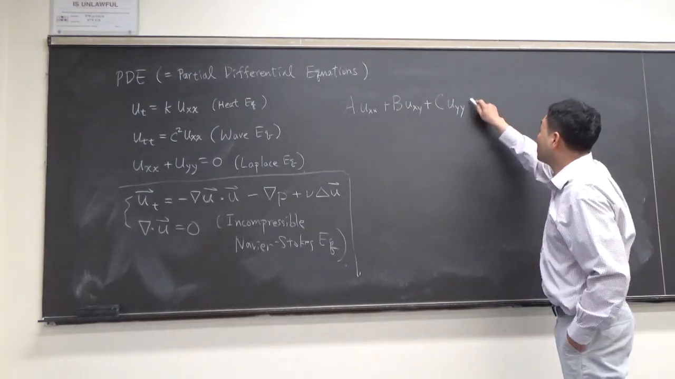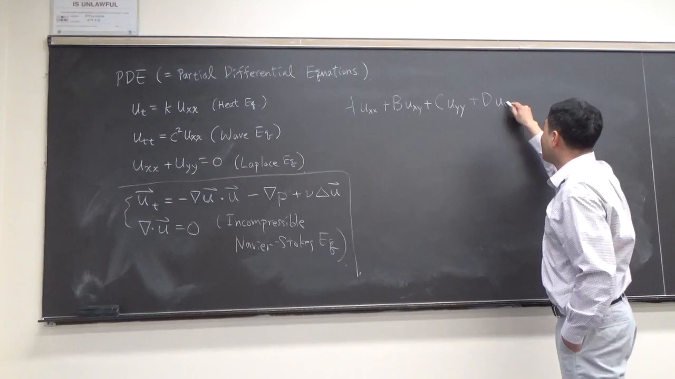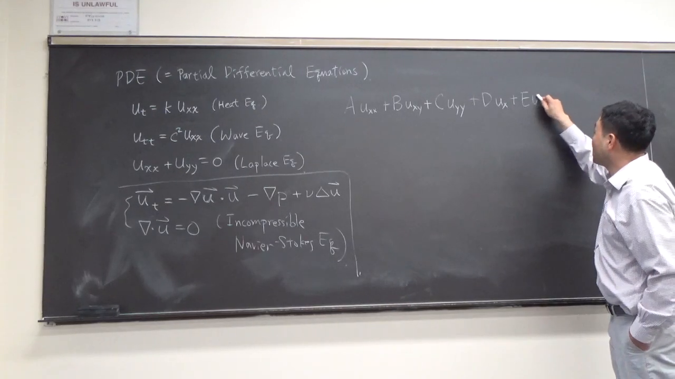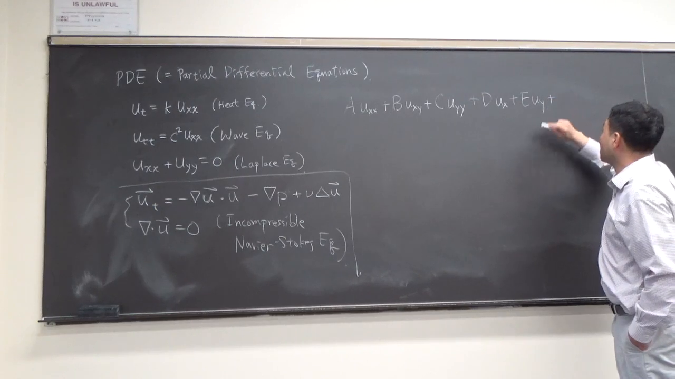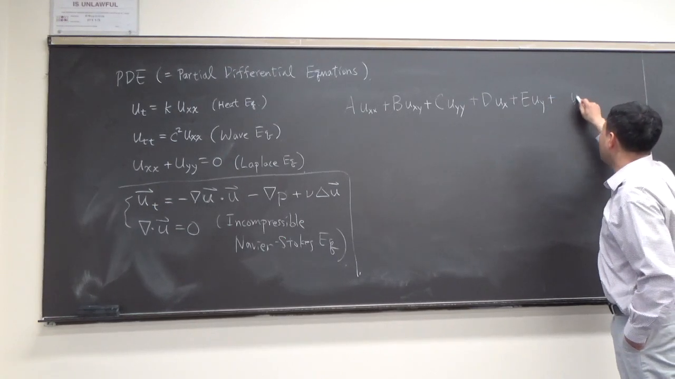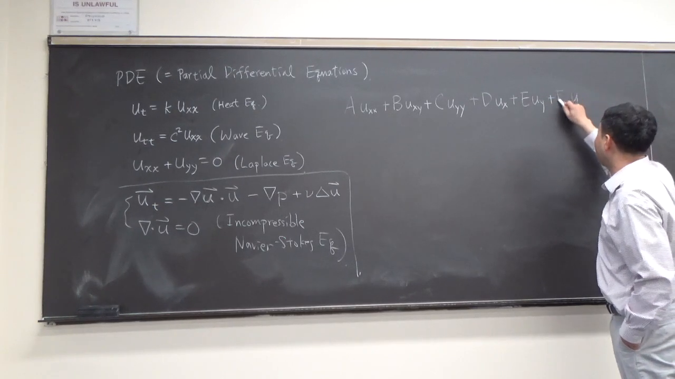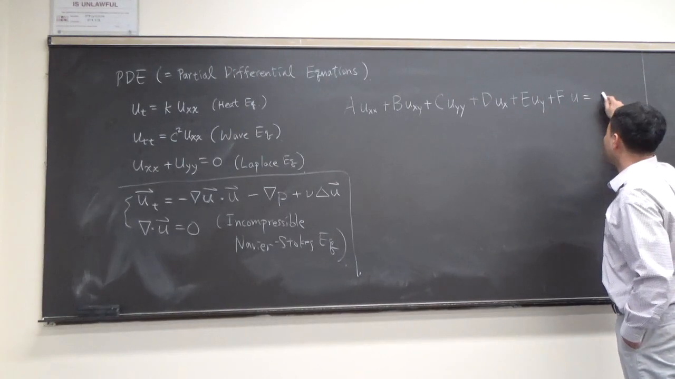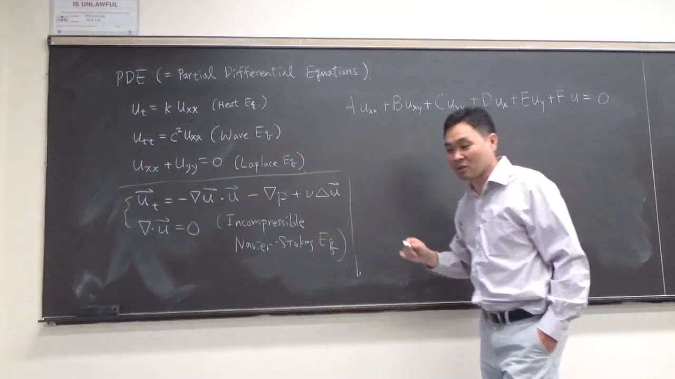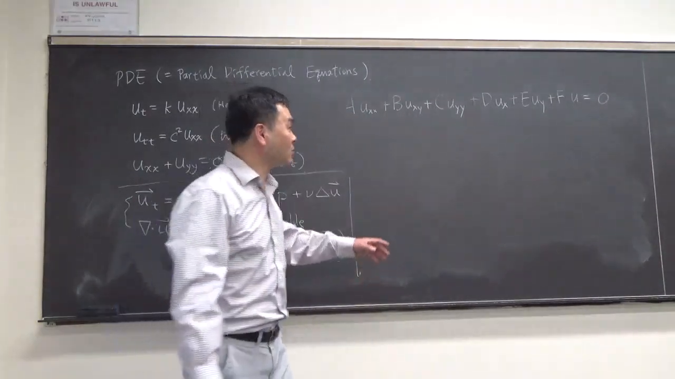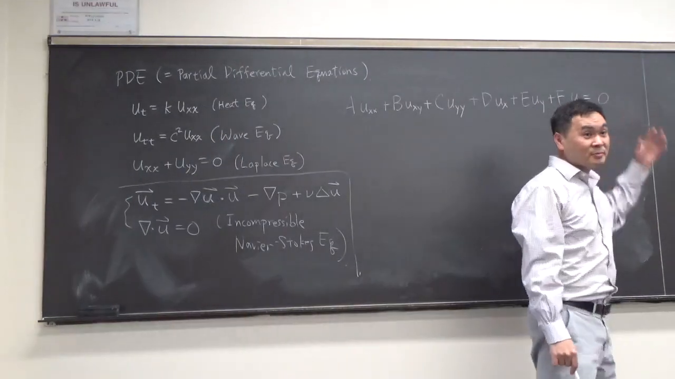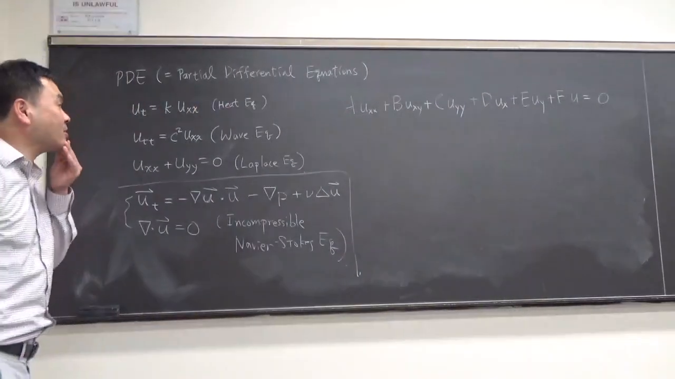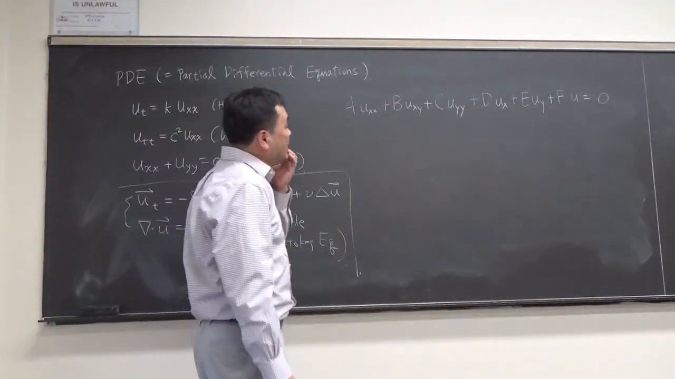Then you can have d times u_x, you can differentiate u by x, and then you can differentiate by y, and you can choose to not differentiate at all. And let's say it's a homogeneous one, so that it's 0. But of course, you can have some other function on the other side. Okay. So that's the constant coefficient one.